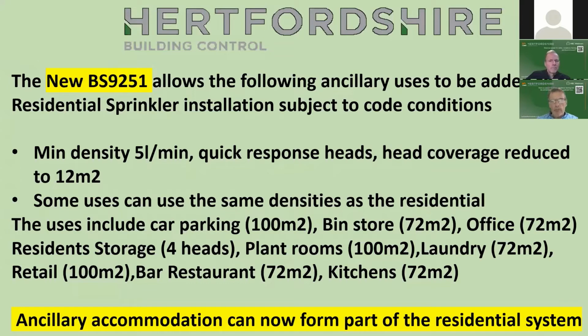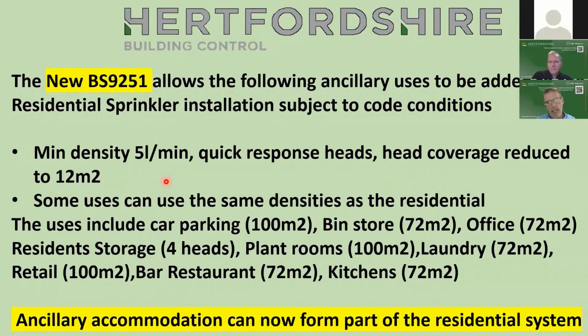Like I said before, the new BS 9251 allows the following ancillary uses to be added to the residential sprinkler installation, subject to code conditions. And that tends to be car parking, bin stores, concierge offices, residence stories, plant rooms, laundry, retail. These types of uses underneath the residential blocks. There's some uses that can use the same densities, the same sprinkler densities or intensities, whichever way you want to put it, as the residential. But the majority of it will be at that increased 5 litres a minute density, and they need quick response heads, which the fire authority always ask for. I'll show you the difference between a quick response and a standard response head in a minute. And the head coverage is reduced to 12 square meters.